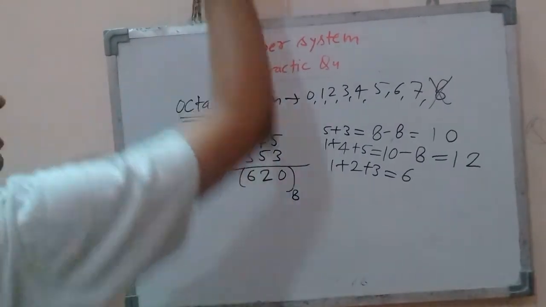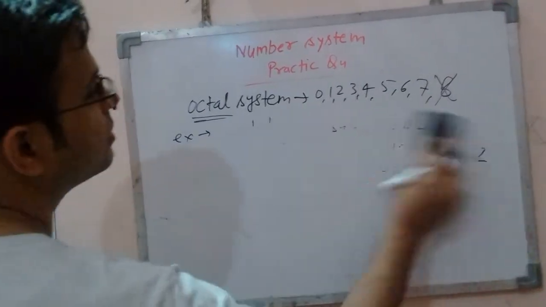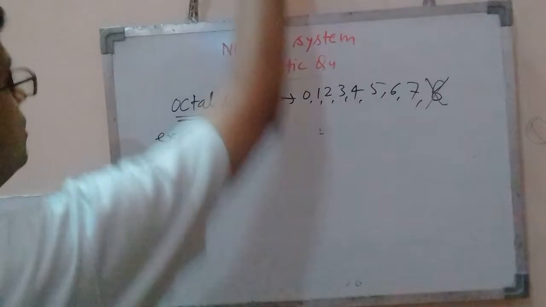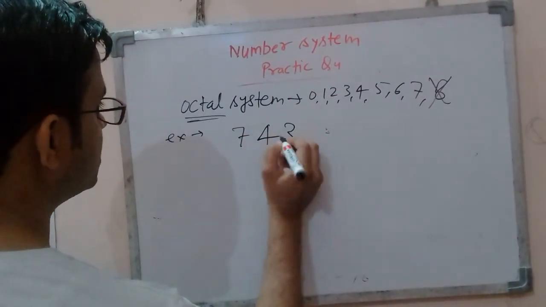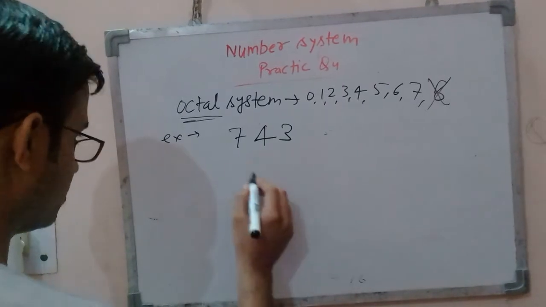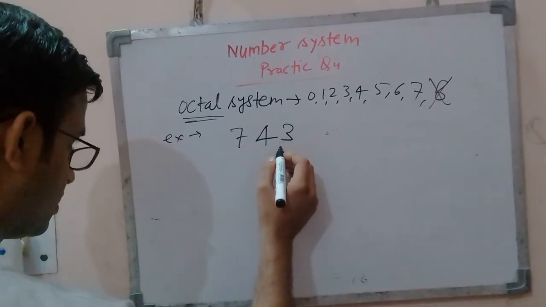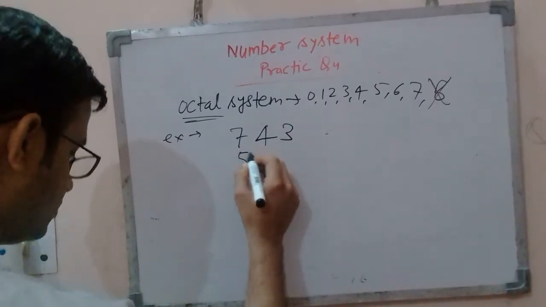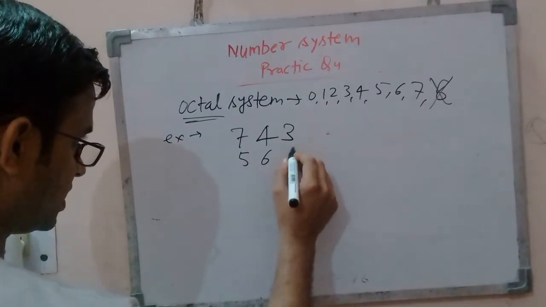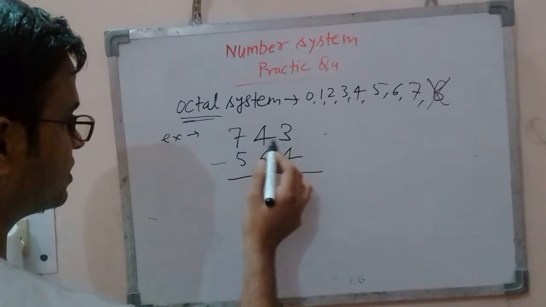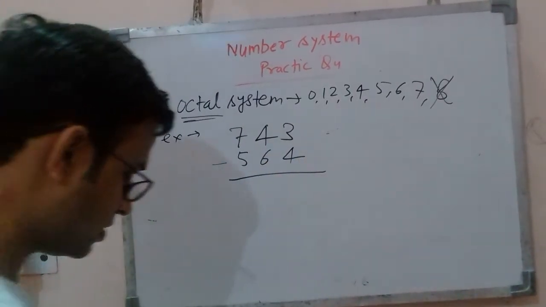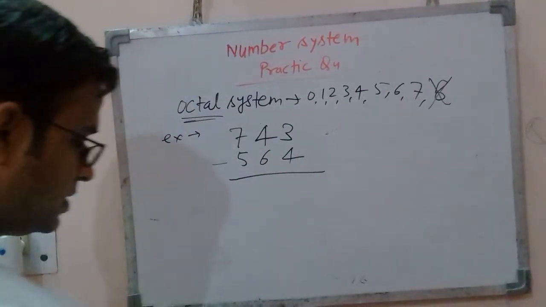Now see another example. 743. Suppose this time he is asking you to subtract two octal numbers. That means 743 is an octal number, he is saying, and he is also saying that 564 is another octal number, and subtract 564 from 743. Both are in octal he is giving you, right?